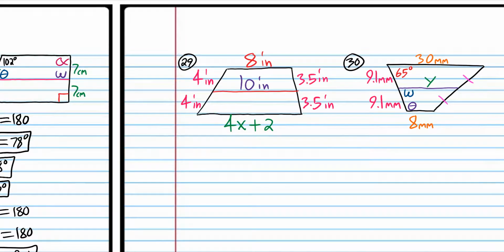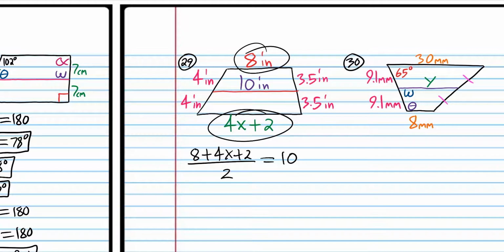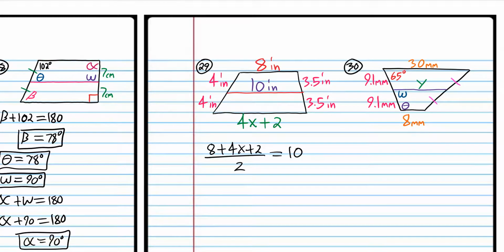Now I know, again, this is a midsegment, this red line here, because it divides the legs in two equal parts. So I can use the midsegment theorem. So we know that the sum of the bases, so 8 plus 4x plus 2, divided by 2 is equal to 10. So I added up the bases, 8 and 4x plus 2 are the bases, divided by 2, and we know it must be equal to the length of the midsegment, 10. Now, students might have a little trouble with this, so I'm going to show every step here.